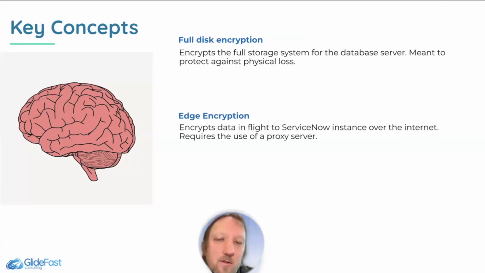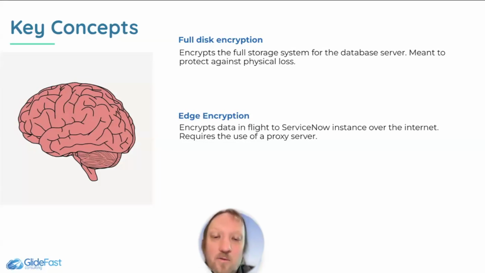This is another database encryption that's going to happen for the database server, and it's meant to protect against physical loss. It's protecting that data. If someone somehow steals the disk for the database, it's going to protect against that physical loss. And then edge encryption is going to encrypt the data in flight to the ServiceNow instance over the internet, and this requires the use of a proxy server.